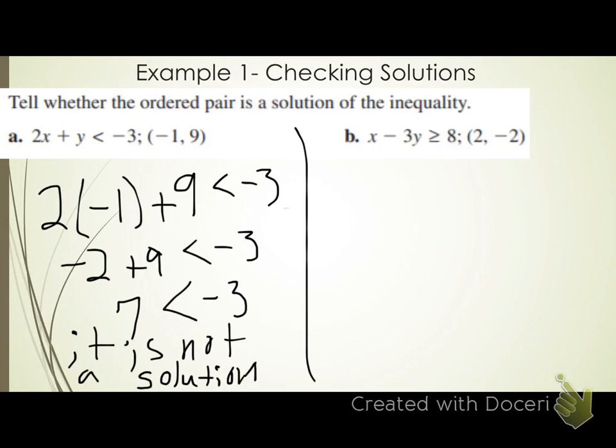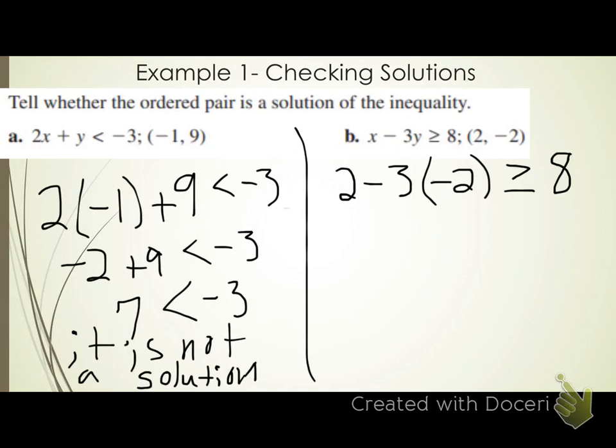Okay, let's do the same thing for B. Gives me a different inequality and a different ordered pair. But I'm doing the same thing as I did on my previous example. What's my x value? 2. So replace the x with 2. Minus 3 times y. What's my y value? -2. Replace the y with -2. Greater than or equal to 8. Any questions on how I'm plugging in? What comes first in an ordered pair, an x value or a y value? Always an x value. It's always x comma y. It's never y comma x.